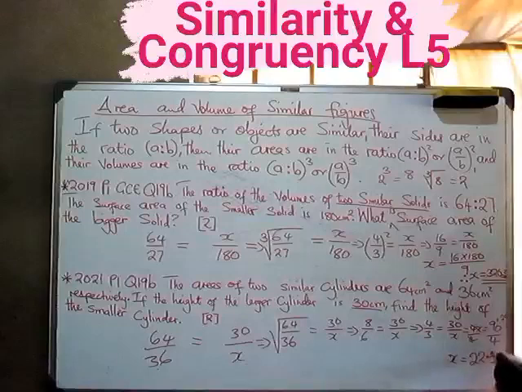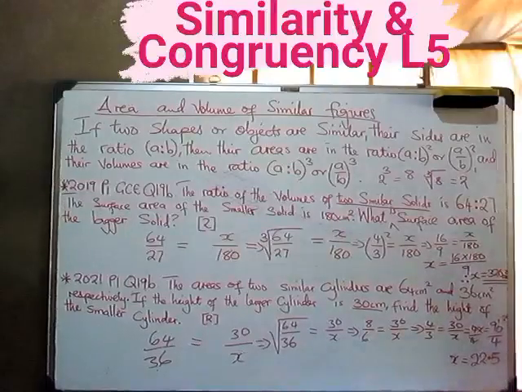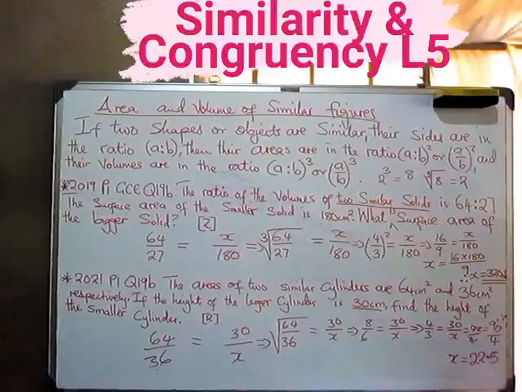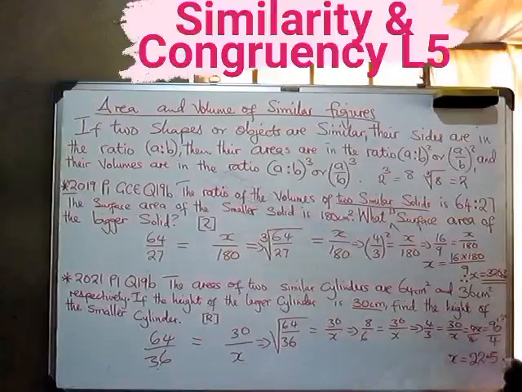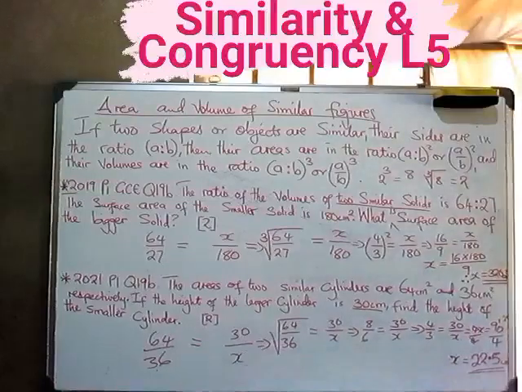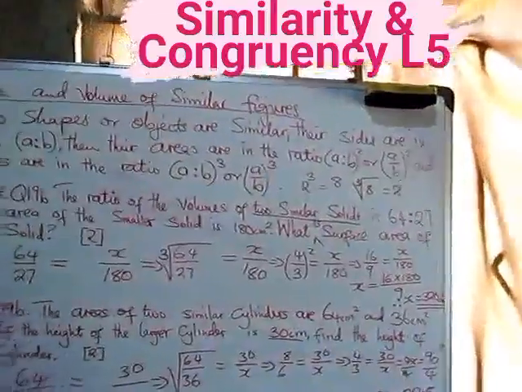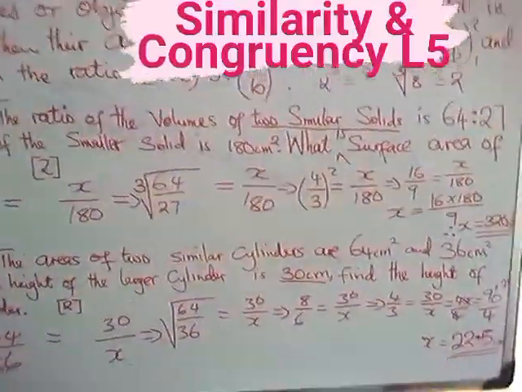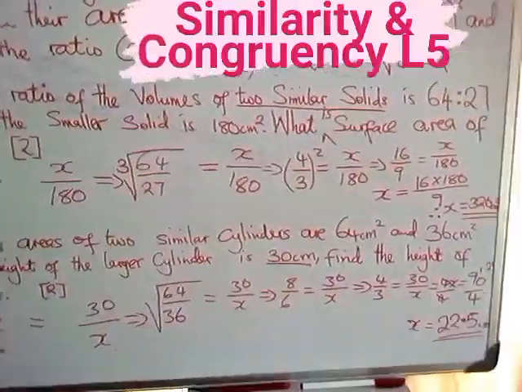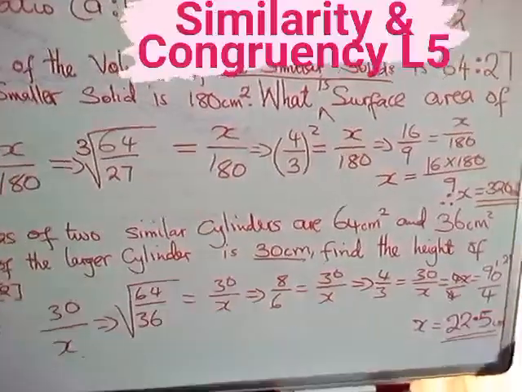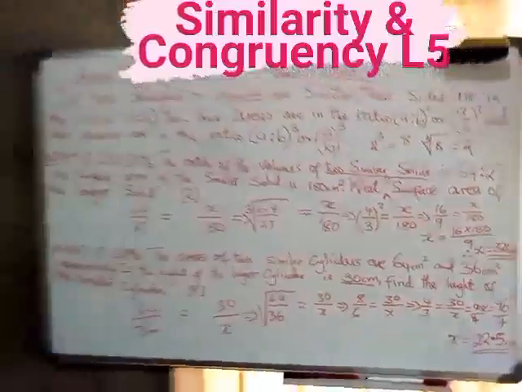So what was the question? Find the height of the smaller cylinder. The height of the smaller cylinder is 22.5 centimeters.